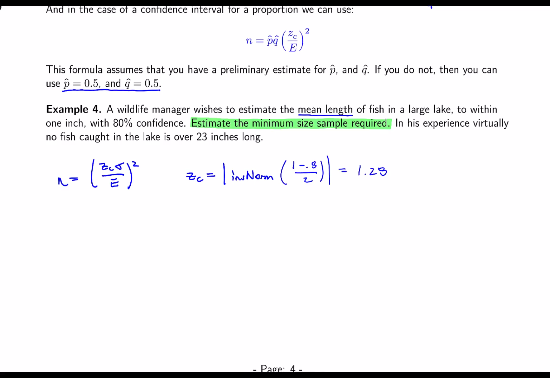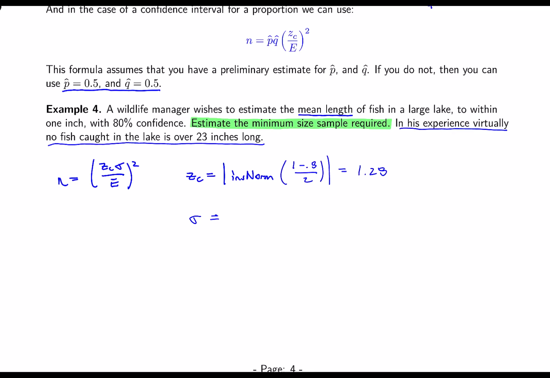All right, sigma, that is the standard deviation. Well, the standard deviation isn't given because we haven't done the study. So if we haven't done the study, we don't have any kind of estimates. But we are given this clue here: in his experience, virtually no fish caught in the lake is over 23 inches long. So this is kind of like the maximum length of a fish. The minimum length, I think we could just say 0. It's not going to be anything less than that.